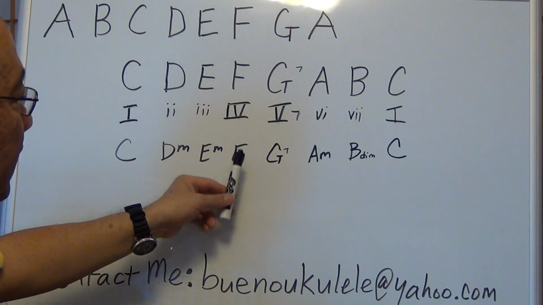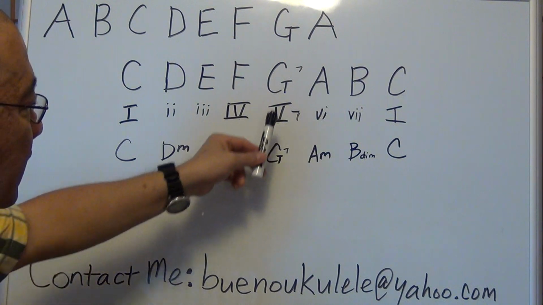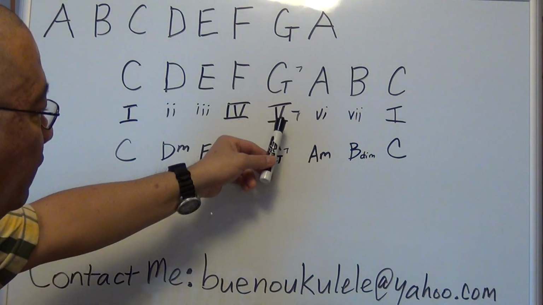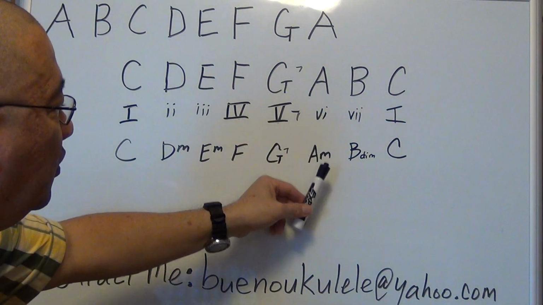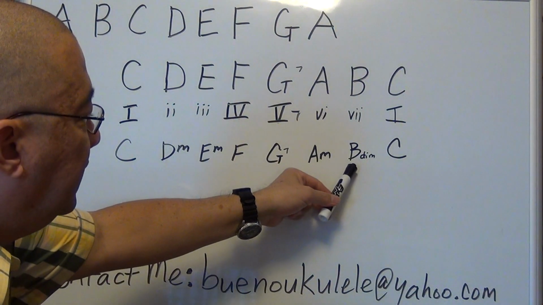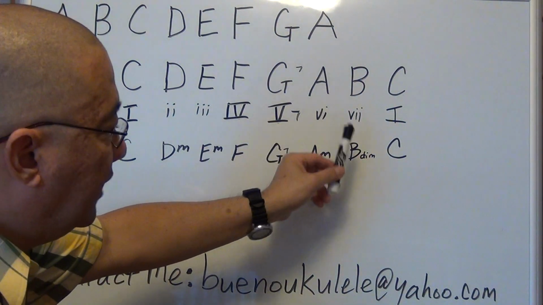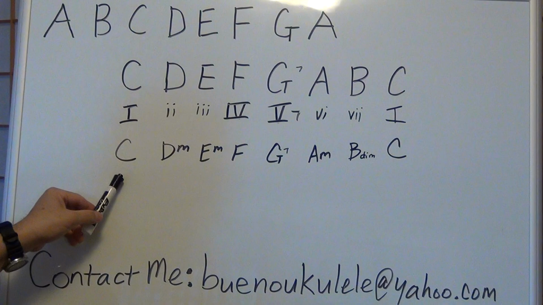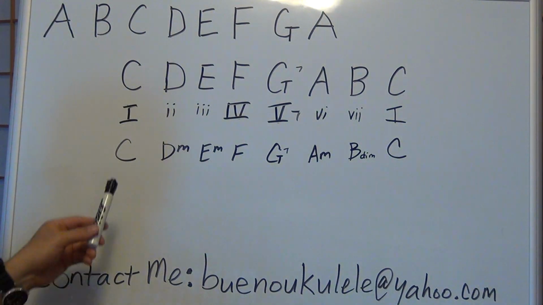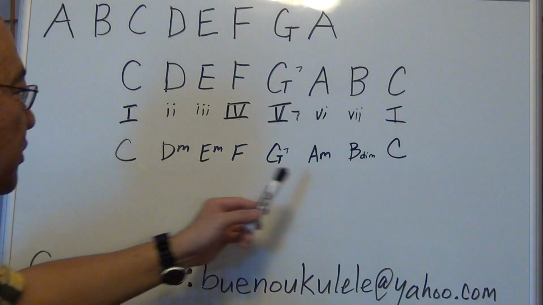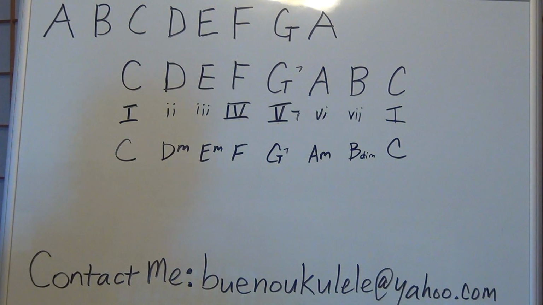The 4 chord is F major, the 5 chord is a G, or 5/7 is a G7, the 6 chord is an A minor, and B is a B diminished. Not to worry too much about that. We'll always come back to the 1 because we started with the C. So whatever we start with, we're going to end with that, okay?